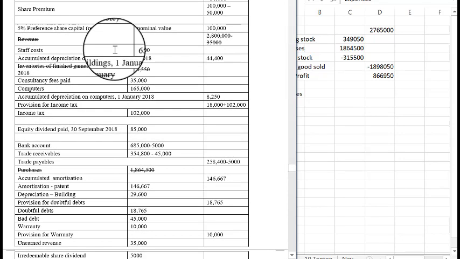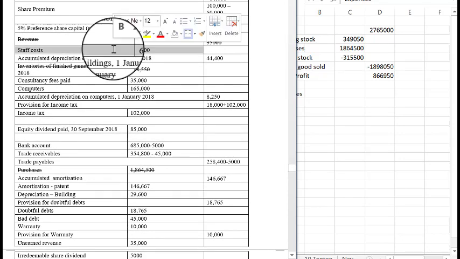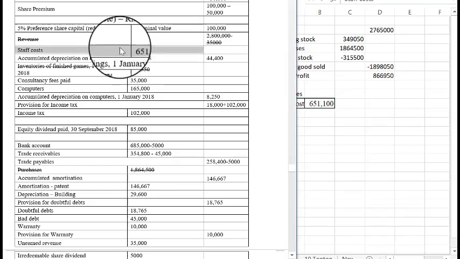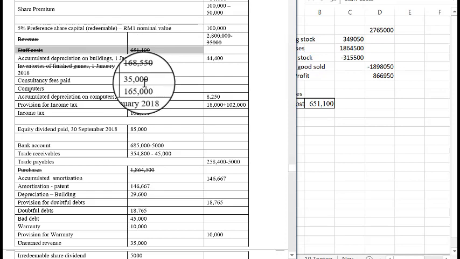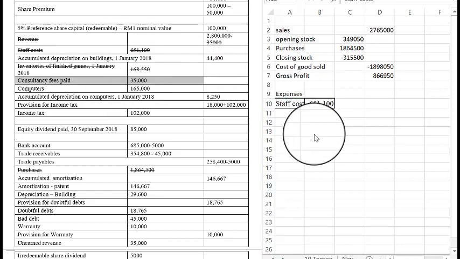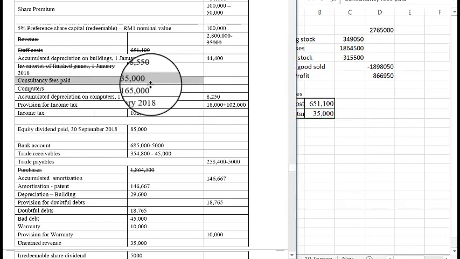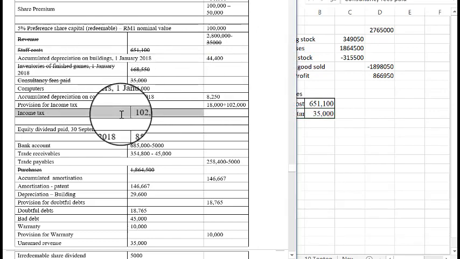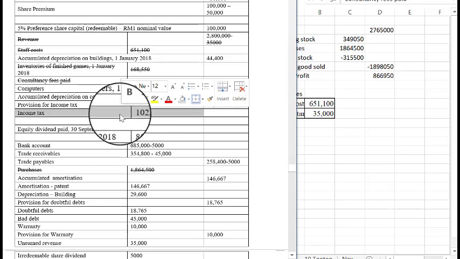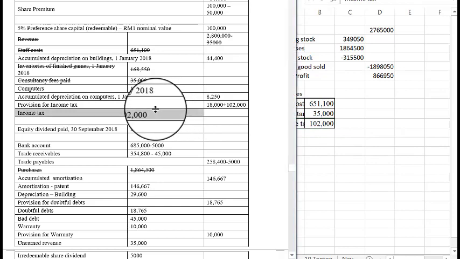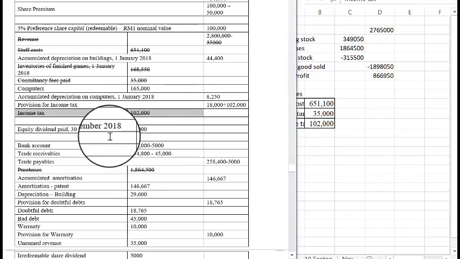Okay, so first of all you have your staff cost. So this one done. Next you have your consultancy fees paid. Okay, so this also done. Computer is a fixed asset. Income tax expenses, so this is the one that you will have later. So income tax expenses done.